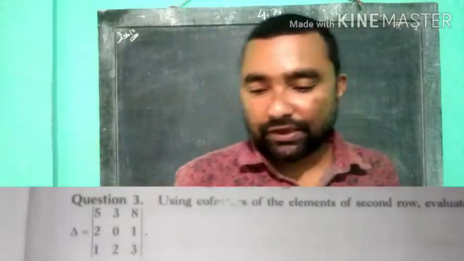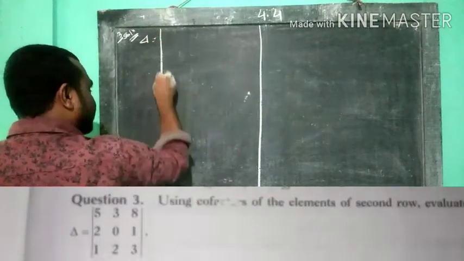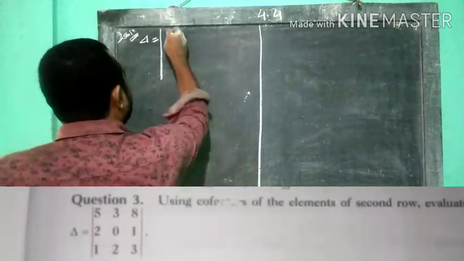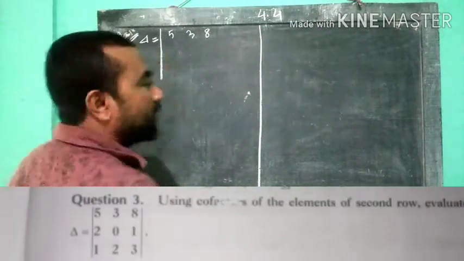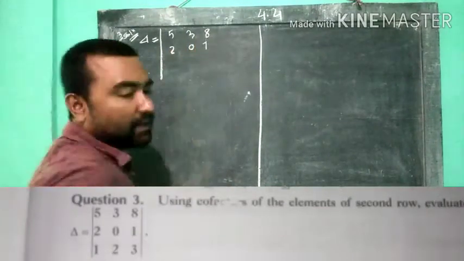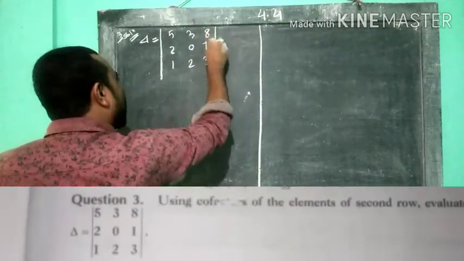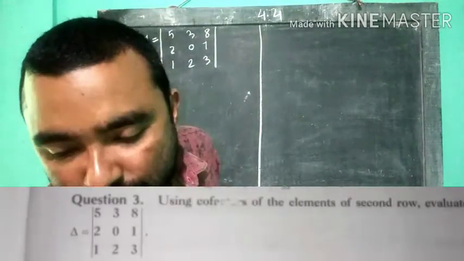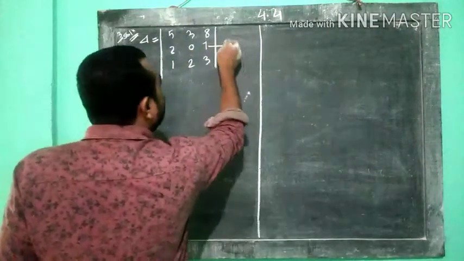Question number 3 is: using cofactors of the elements of the second row, evaluate. Very simple. It is given delta equals: first row is 5, 3, 8, second row is 2, 0, 1, and third row is 1, 2, 3. Now the condition is using cofactors of the elements of the second row. So this is the second row.